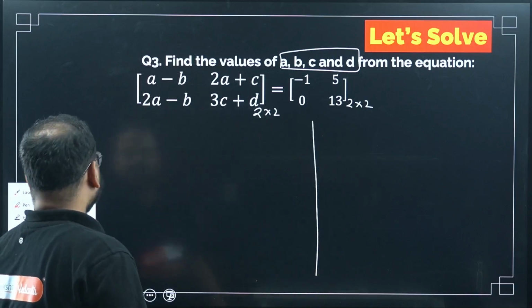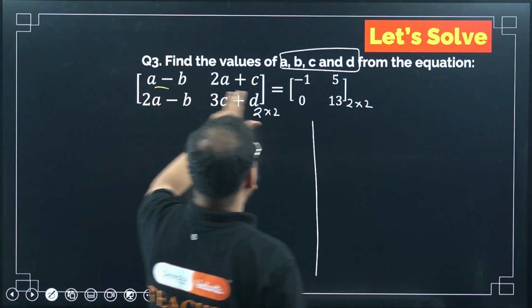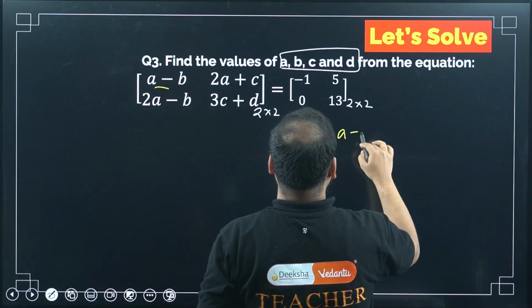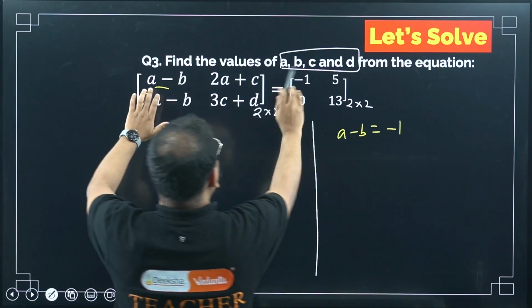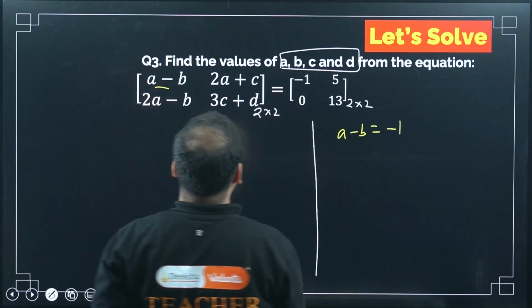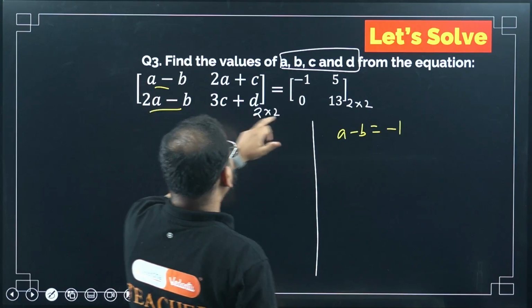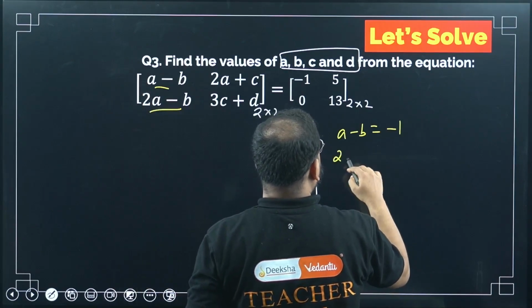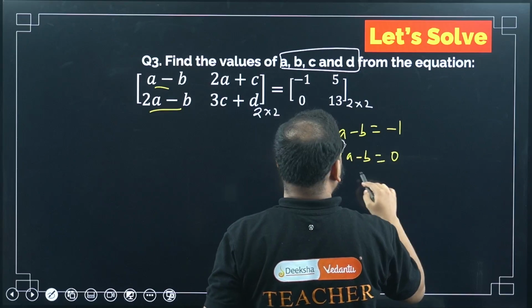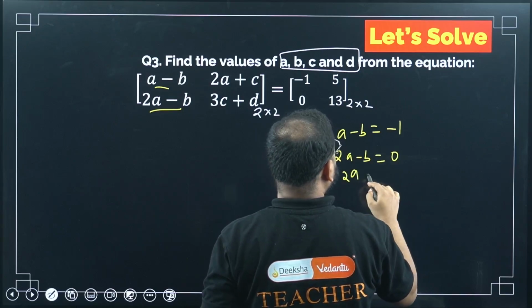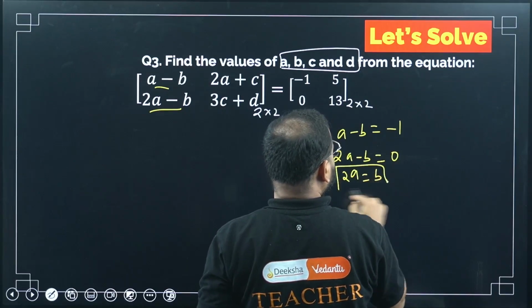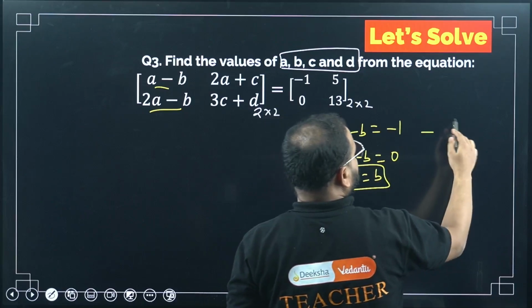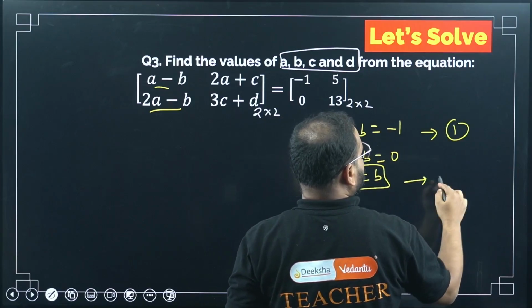Let's solve. We'll get equations again. A minus B is equal to what? Minus 1. A minus B equals minus 1. I'm comparing the first element here. Compare this one: 2A minus B is 0. So 2A minus B equals 0, which means 2A equals B. Am I right? Yes. This is my equation 1, and this is my equation 2.